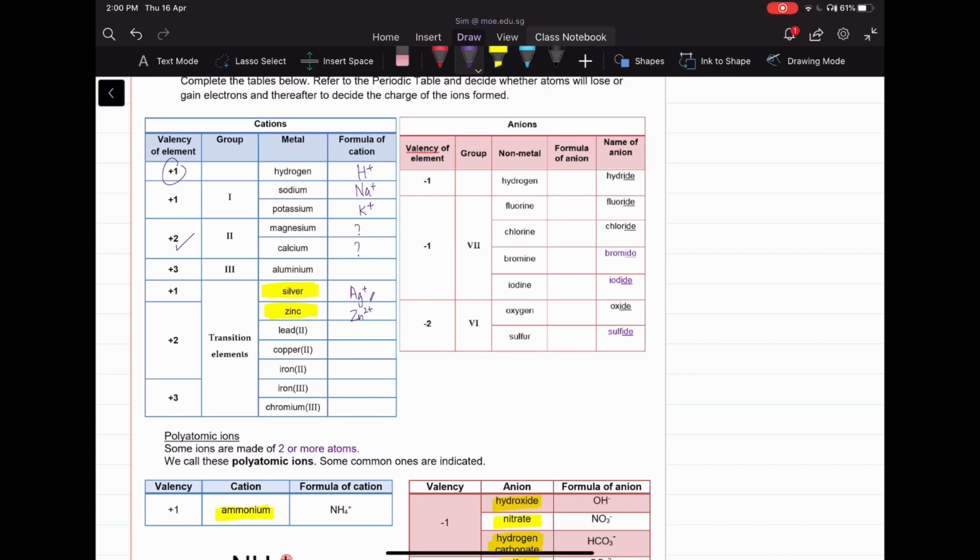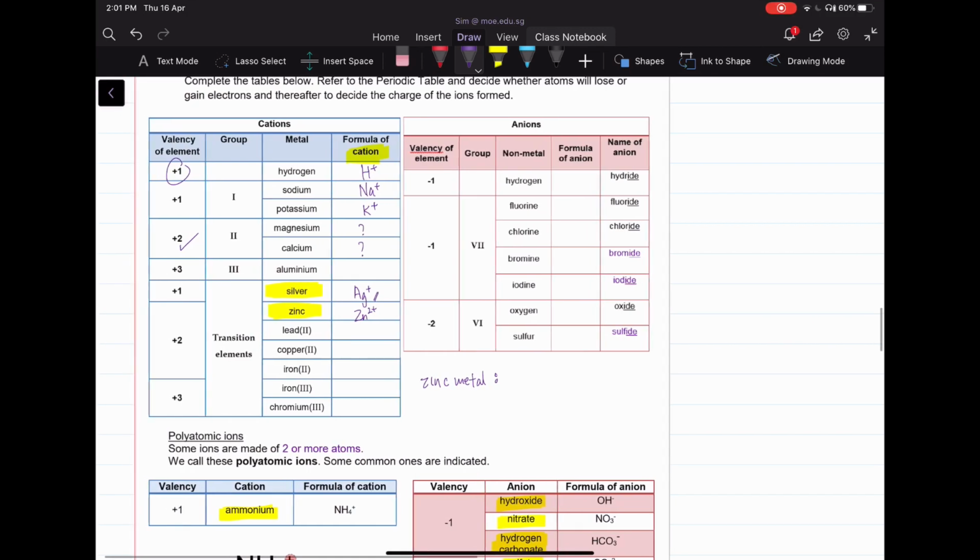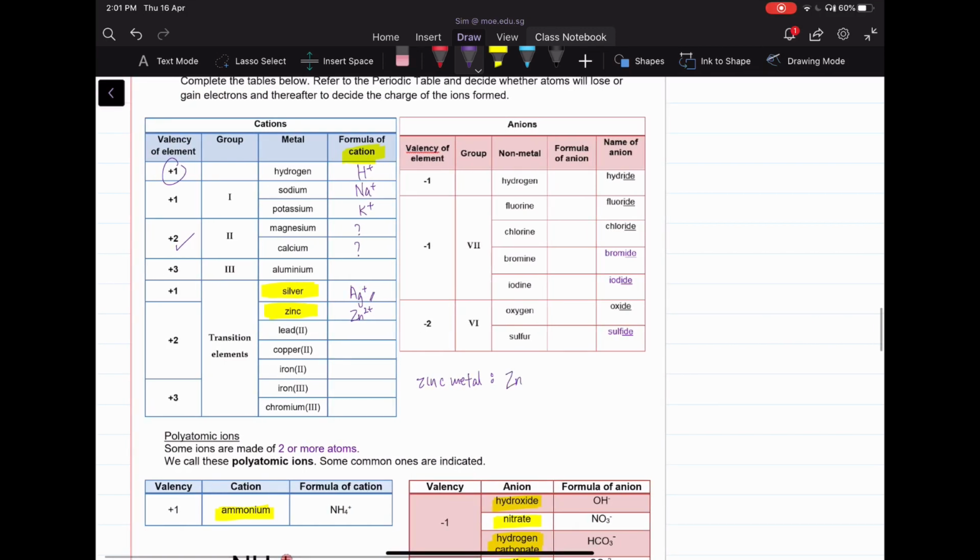Now you do recognize that I'm talking about ions. If you are asking about what is zinc metal, just the metal itself, zinc metal is just Zn. No 2+ because it's just a metal. But if you are talking about zinc ion, like over here, it's Zn2+. Likewise for the rest of them that you see over here.